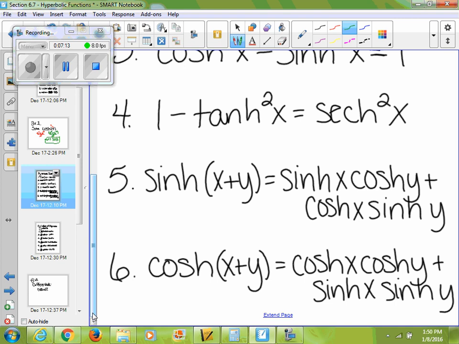And for number 6, the hyperbolic cosine of any two functions added together, x plus y, is equal to the hyperbolic cosine of x times the hyperbolic cosine of y, plus the hyperbolic sine of x times the hyperbolic sine of y.